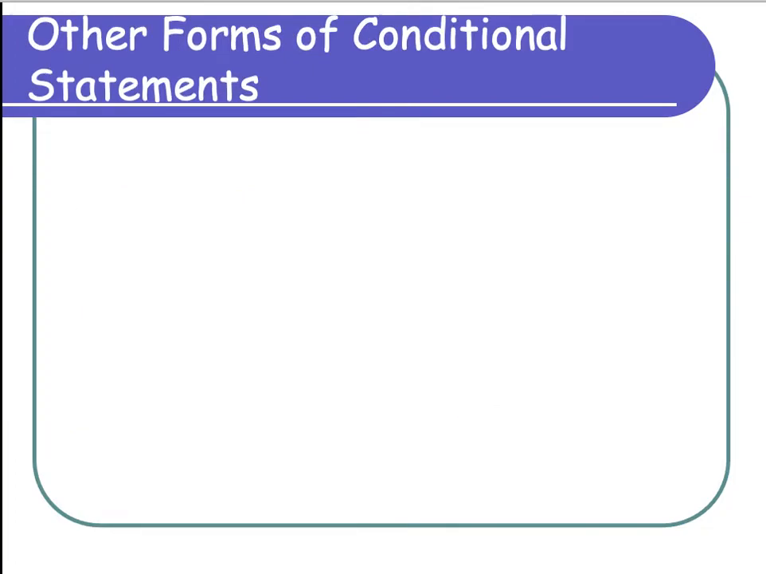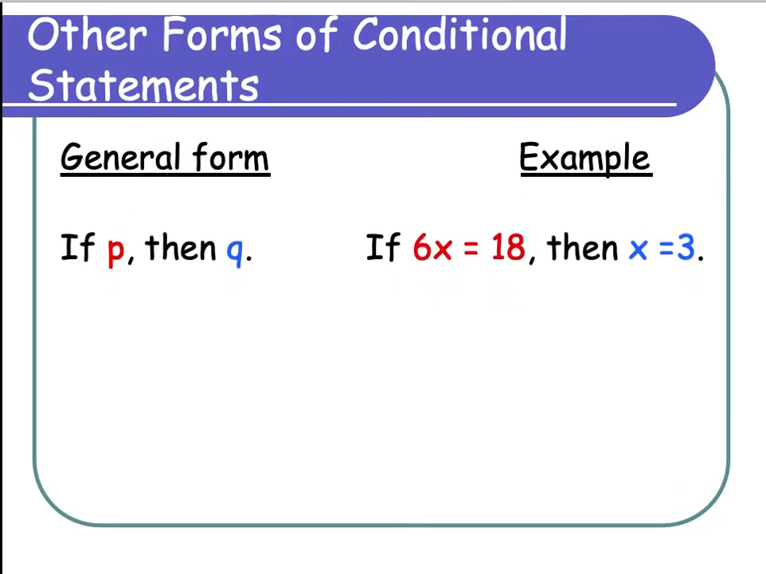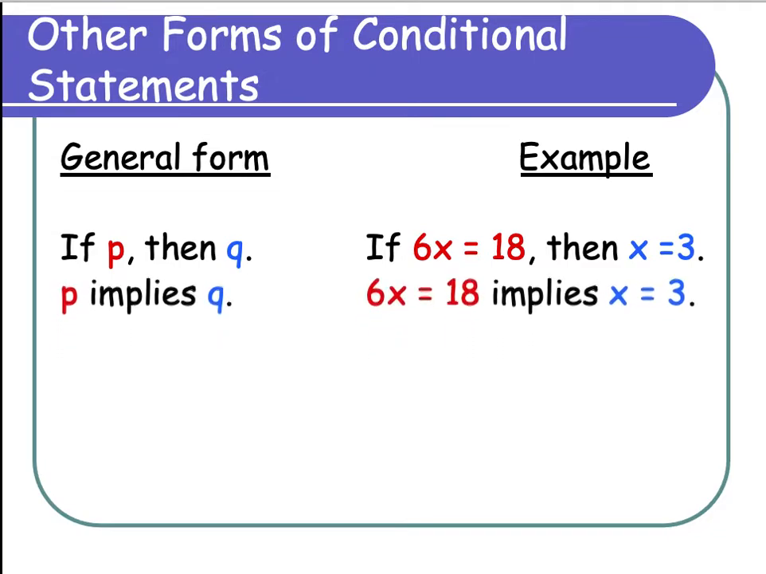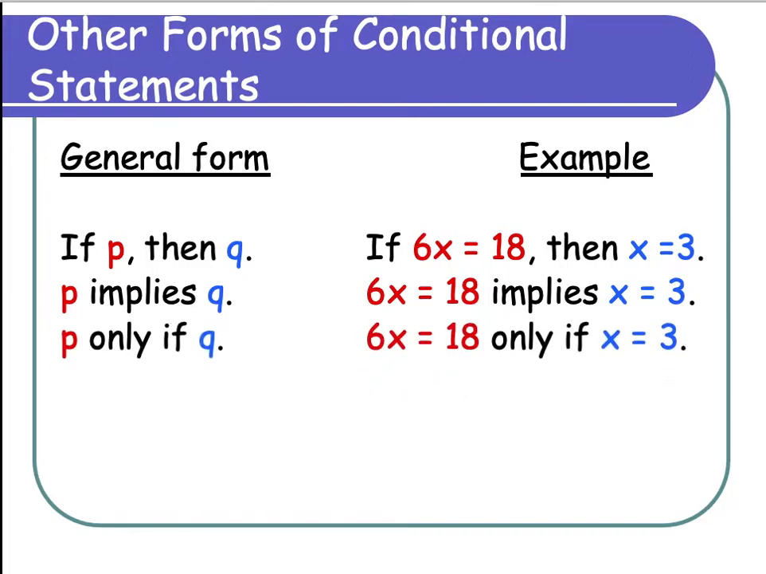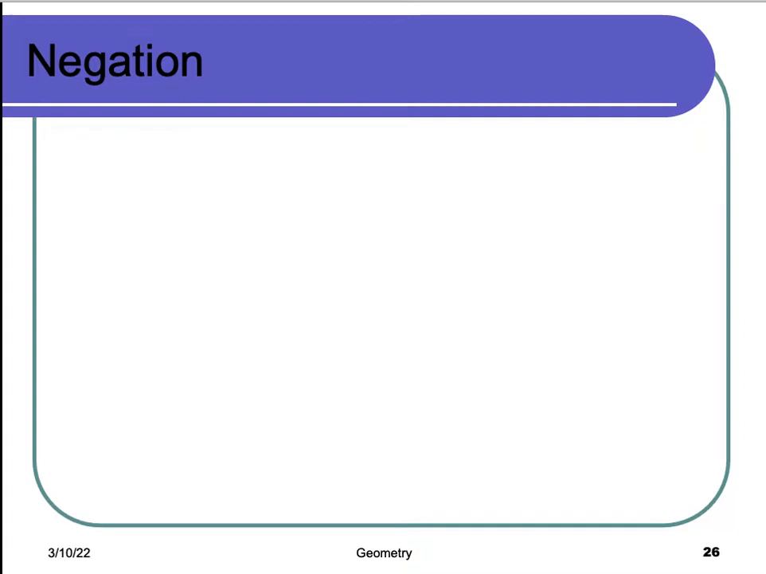So, other forms of conditional statement. Not only if-then, we have another form. We have the implies. If P, then Q, you may use P implies Q. Then you may use also P only if Q, then Q if P. So, these all say the same thing. Okay, so let's proceed to negation.